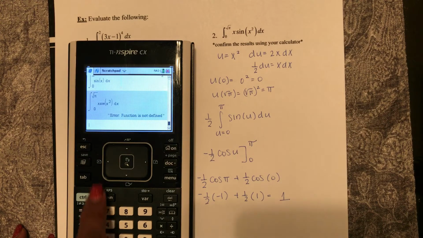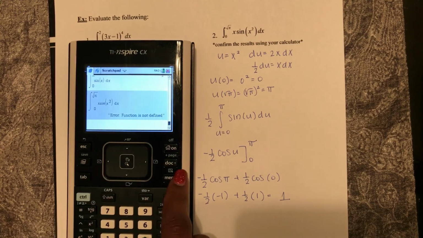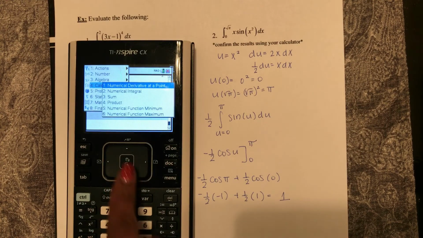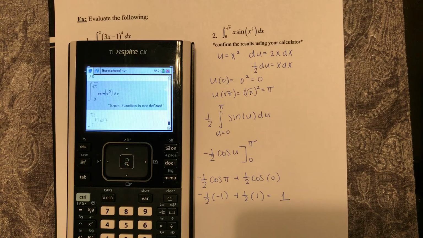Let's see how to do that again. Let's see. Menu, calculus. Numerical integral, we're going from 0 to square root pi, and I think I needed to do x times trig sine. Yeah, that made a difference of x squared dx.